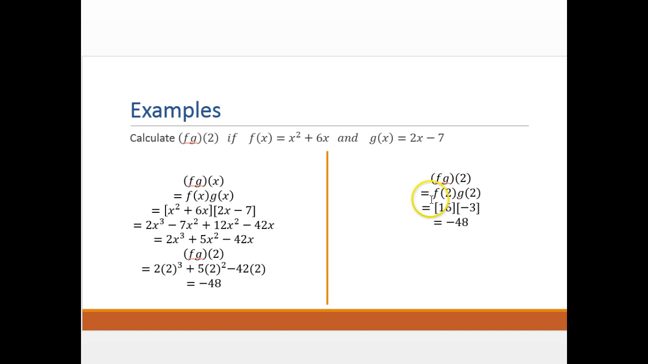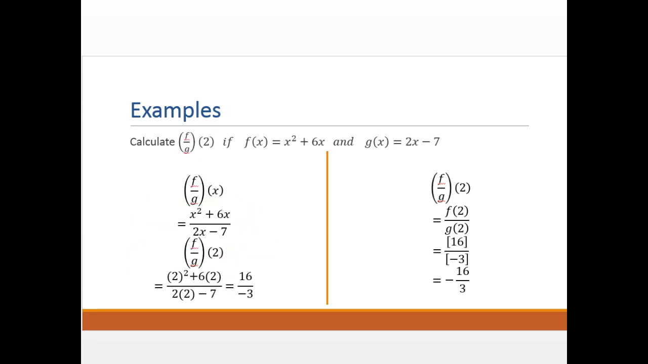In this case, this is much simpler to do than this other way, because if I do f of x times g of x, I actually have to FOIL my two binomials. I get x squared plus 6x times 2x minus 7, and that reduces to 2x cubed plus 5x squared minus 42x. Again, we can evaluate this at 2. And again, you'll wind up with the same answer. However, you do need to know both methods, because sometimes this method is a lot quicker. Sometimes this method sets you up for things to be a lot quicker down the road.